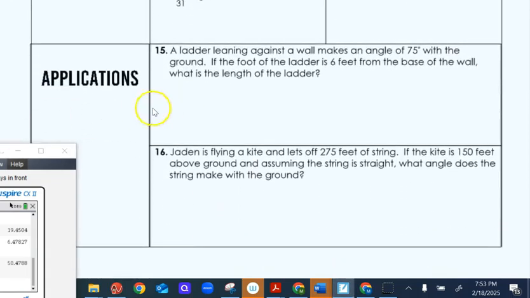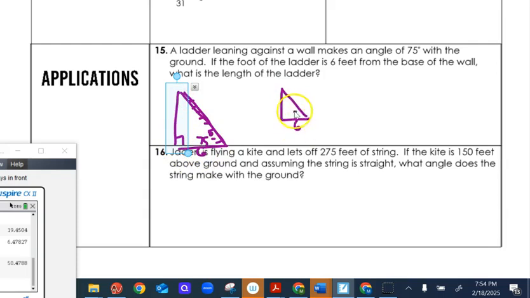Now I'm going to skip over to some of these application questions. A ladder leaning against a wall. So here will be our wall. Here's our ladder. It makes an angle of 75 degrees with the ground. Right here, you know that's a right angle. If the foot of the ladder is 6 feet from the base of the wall, so this is 6 feet. What is the length of the ladder? This is what we want to know right here.